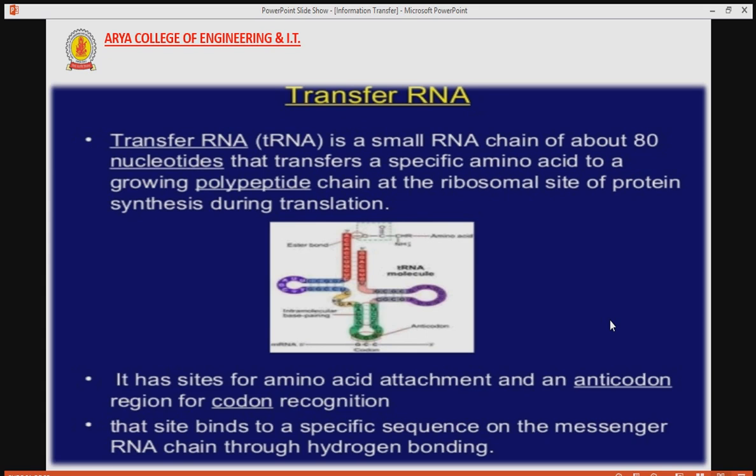Transfer RNA is a small RNA chain of about 80 nucleotides that transfers a specific amino acid to a growing polypeptide chain during the process of translation. It has sites for amino acid attachment and an anticodon region for codon recognition. From the diagram we can see the structure of tRNA, transfer RNA, and anticodons.